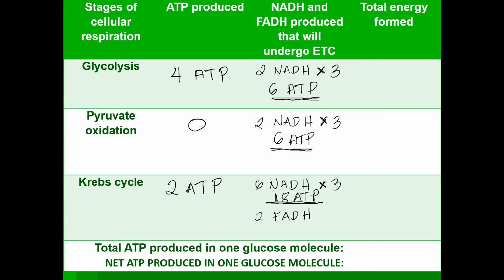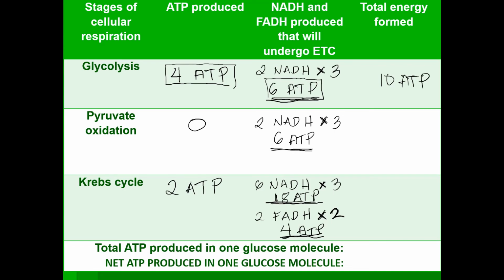Now, take note, class, that 1 FADH molecule is equivalent to 2 ATP molecules. So we will be multiplying it by 2. So 2 FADH, 2 times 2, the answer is 4 ATP molecules. So now, let's add them all together. So for glycolysis, 4 ATP molecules plus 6 ATP molecules, the total is 10 ATP molecules.